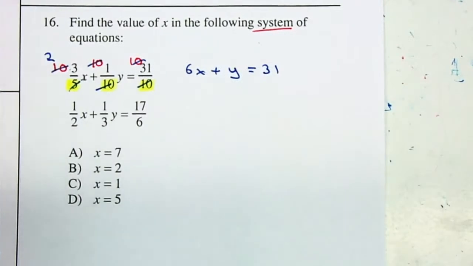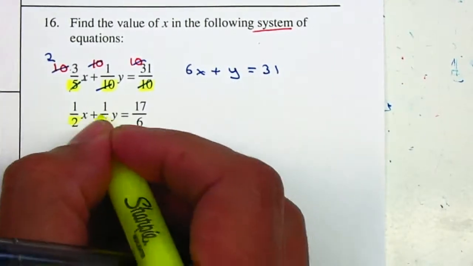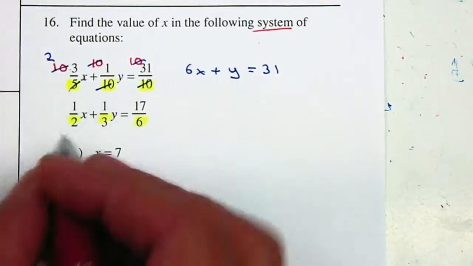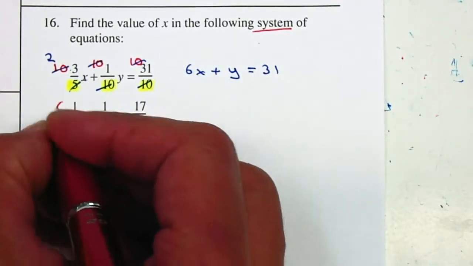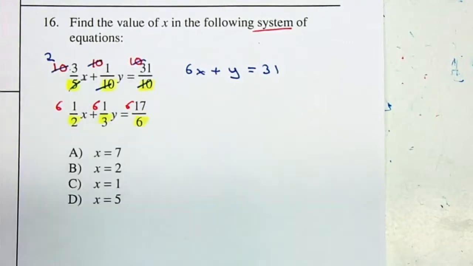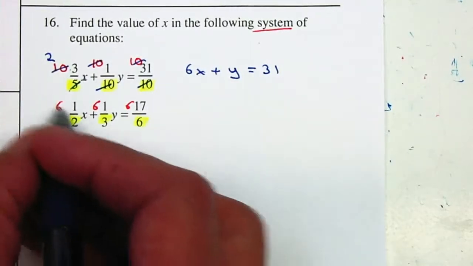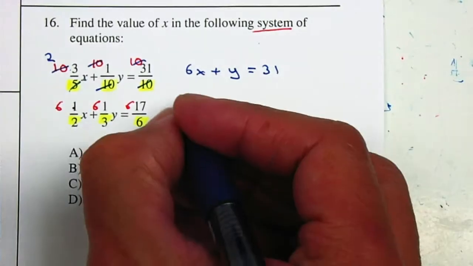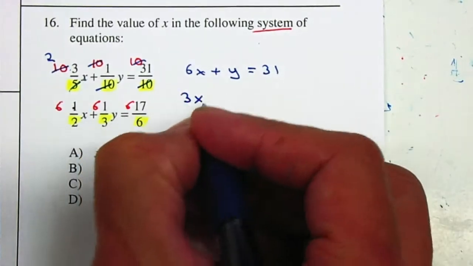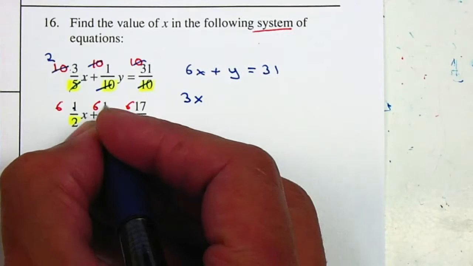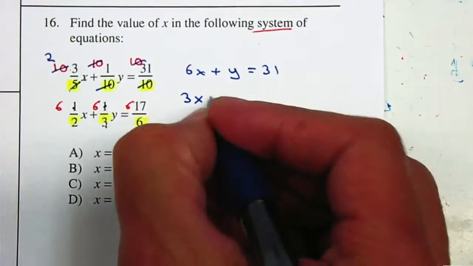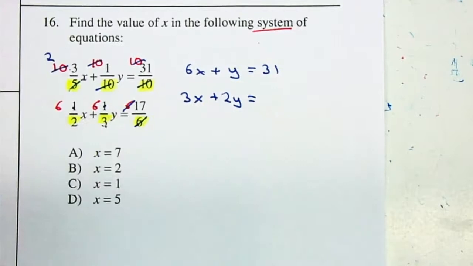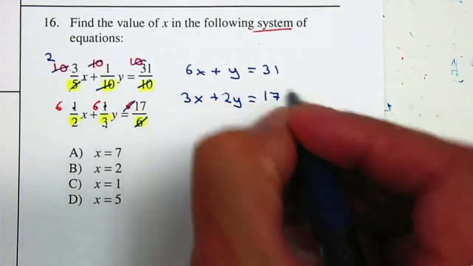On the second one, I have a 2, a 3, and a 6. I'm going to multiply by the lowest common multiple, which will be 6. So multiply each one by 6, and by 6. Remember, you can simplify first, or you can just multiply. 6 times 1 is 6, divide by 2, gives me 3x. 6 times 1 is 6, divided by 3 gives me 2y. And on the last one, we can just cancel the 6, so it gives me 17.